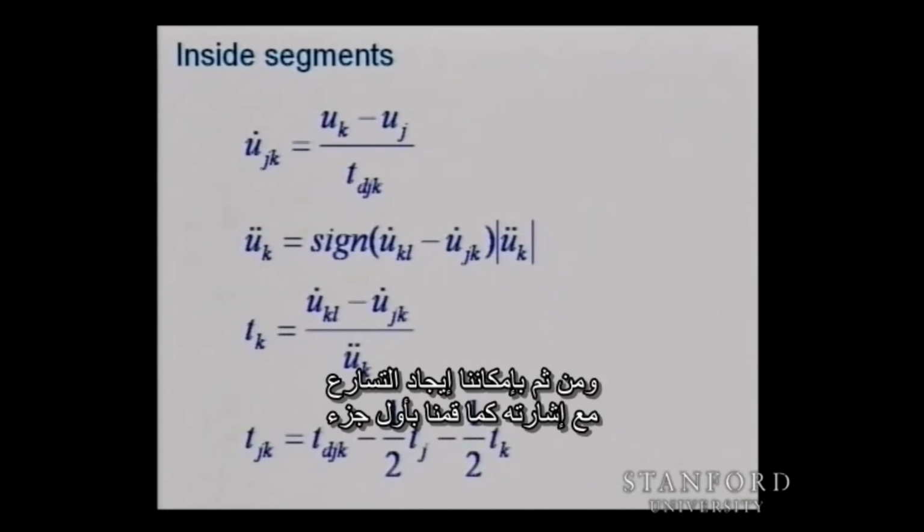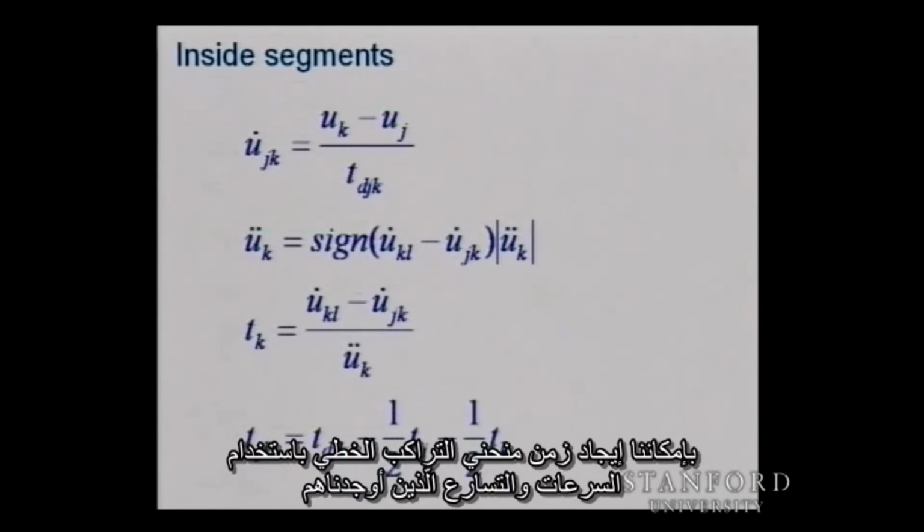Then moving on to the inside segments, again, we can find the velocities, just simple, position over time. Then we can find the signed acceleration the same way as for the first one. We can find the time for the linear blend by using the velocities that we found and the acceleration.